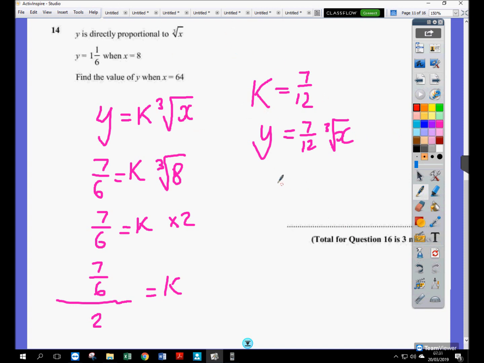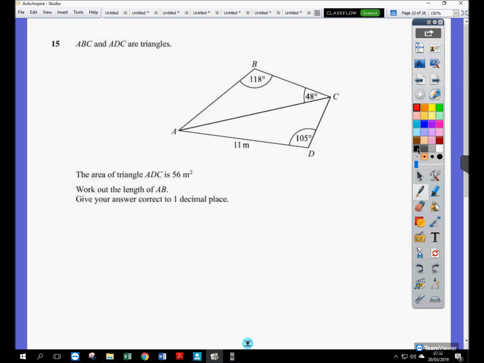But it says find the value of y when x is 64. Now we substitute 64 as x. So it's 7/12 times the cube root of 64. When you type it into the calculator, you get the answer 7/3. You must not round this. Just keep it as 7/3. Next question.